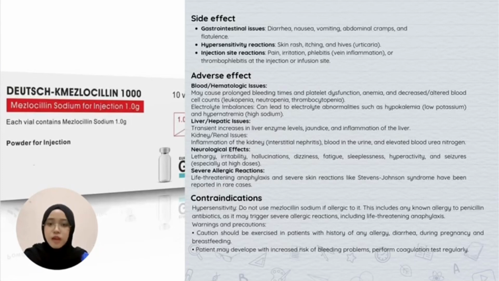Common side effects include diarrhea, nausea, vomiting, stomach pain, and gas. Some people may have allergic reaction such as rash, itches, or hives. Pain or swelling may occur at the injection site. Serious side effects are rare but can include bleeding problems, low blood cell counts, liver, or kidney problems.